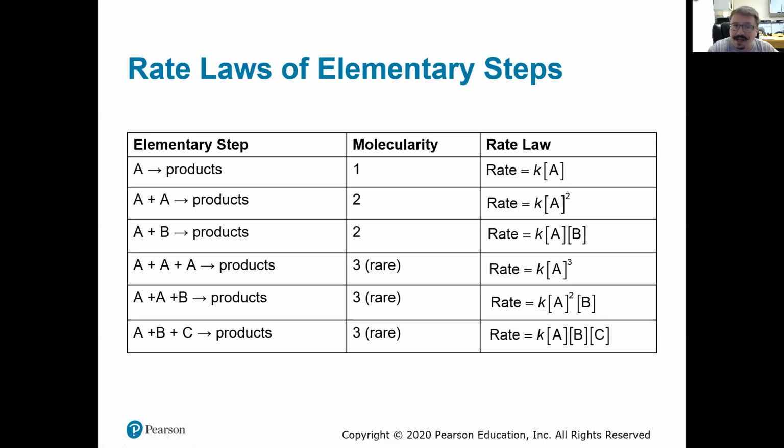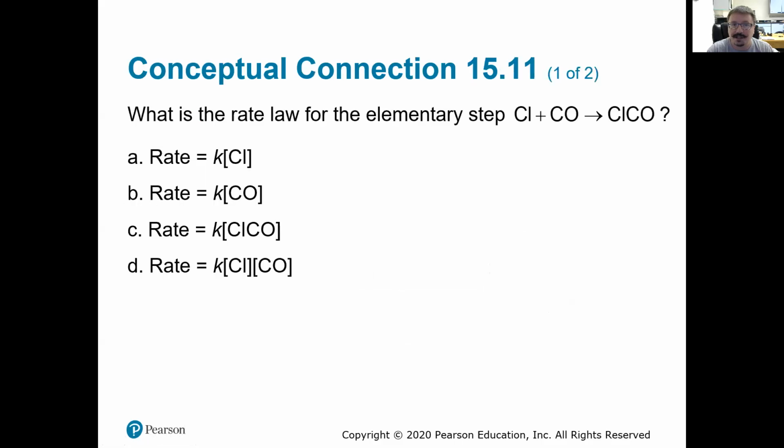But that is not the same thing as the overall rate law, and the overall rate law always has to be determined experimentally. So what is the rate law for the elementary step? So there's our keyword, elementary step. So from that, we can just use the equation. And it should be those 2 reactants, chlorine and carbon monoxide. And they each have a coefficient of 1 in front of them, so they'd be raised to the first power. So that should be D right there.